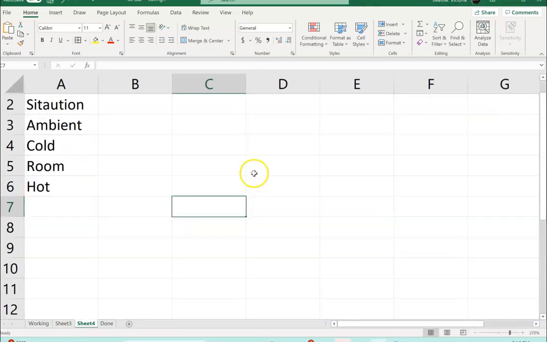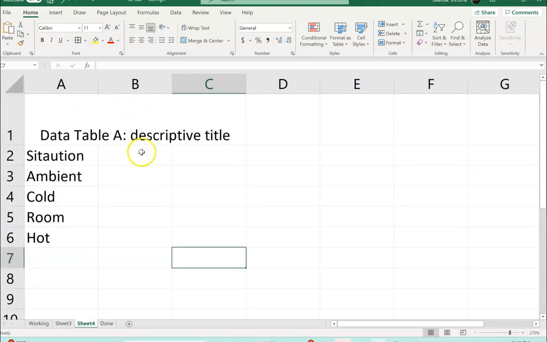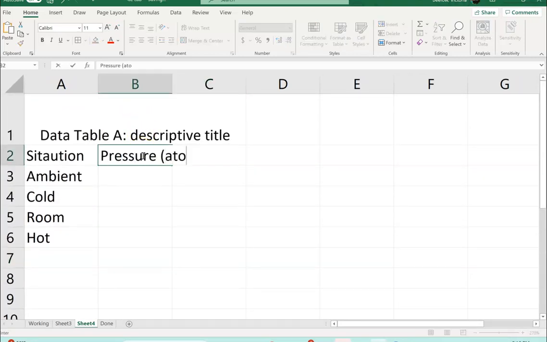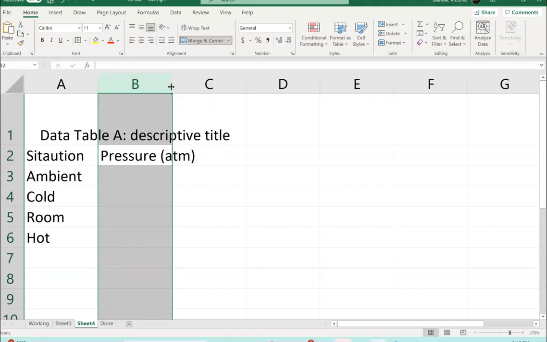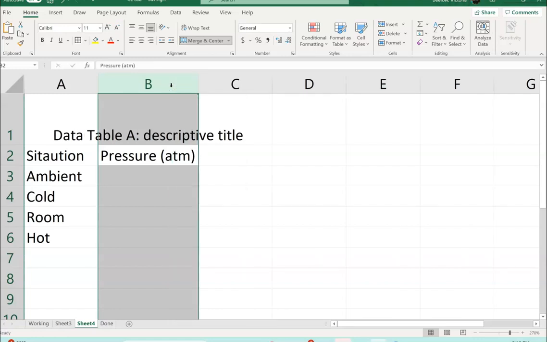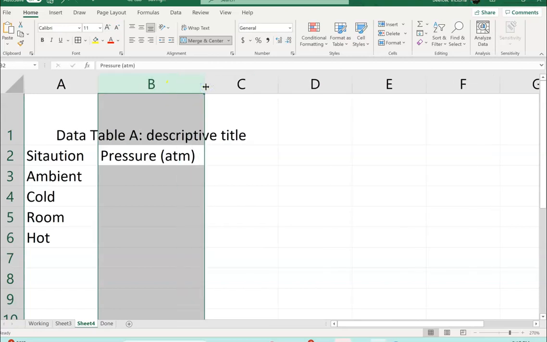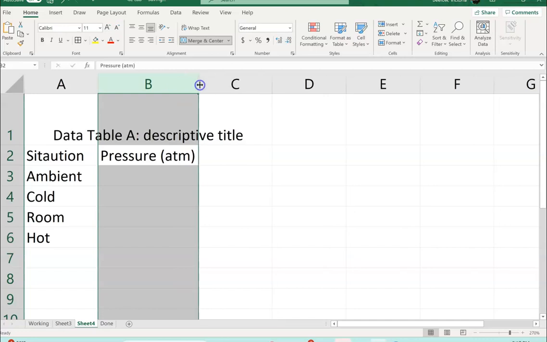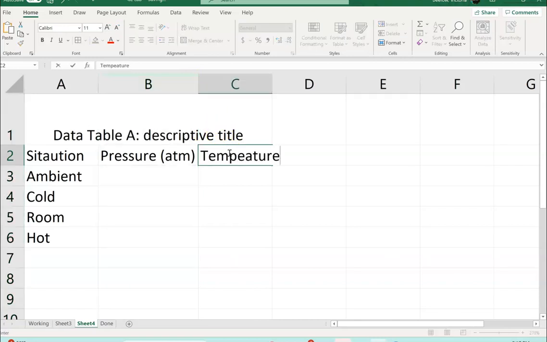Okay. And then we're going to put pressure, in parentheses, ATM. To get things to auto fit, you get that double-headed arrow and you click twice and it automatically makes it the width, or you can just adjust it like this so that you can see the whole word pressure ATM, okay? You could just double click, have your little double-headed arrow right here, double click, and it automatically adjusts it. And then we're gonna put temperature, and in parentheses, we'll do degrees Celsius.